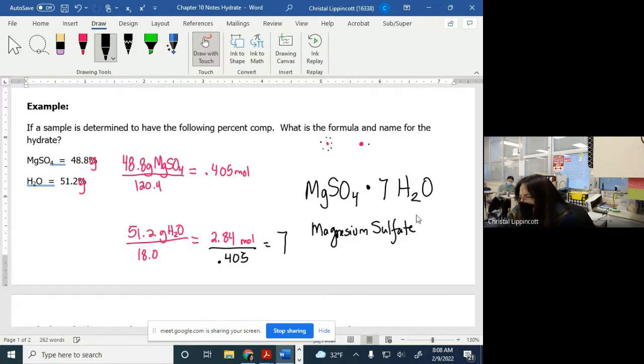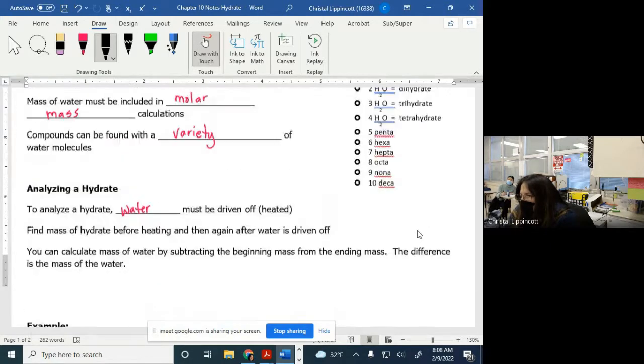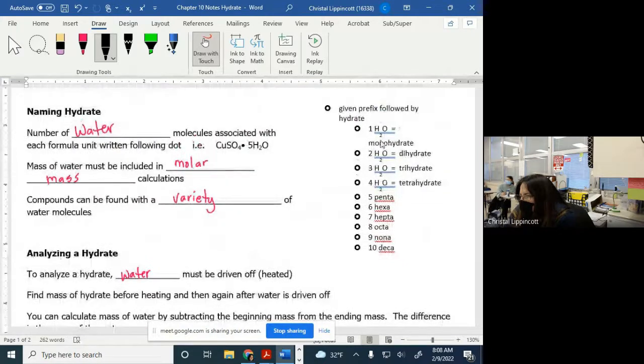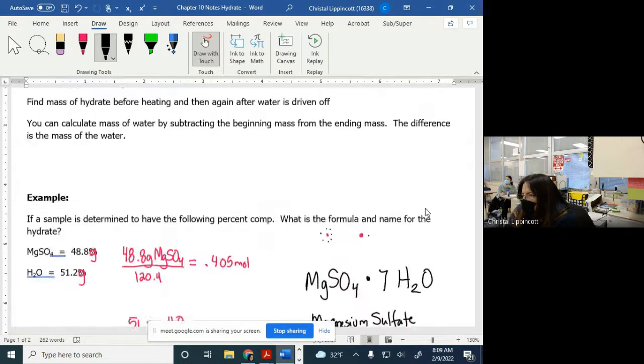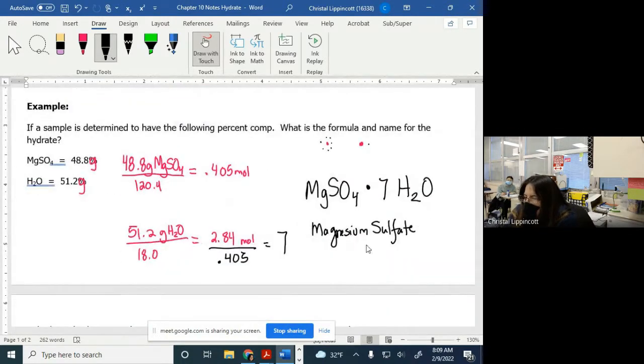And these prefixes are the same prefixes that we used back when we were doing covalent naming. So this ends up being magnesium sulfate heptahydrate.